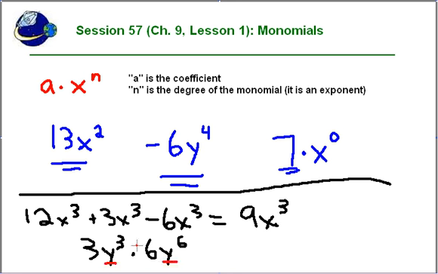What is y to the third times y to the sixth? Well, when you have the same base, when you multiply it by another term that has the same base, you just add the exponents together. Y to the third times y to the sixth is y to the ninth. Then we take our coefficients and multiply them together. 3 times 6 is 18. So 3y to the third times 6y to the sixth equals 18y to the ninth. Is our answer here, 18y to the ninth, a monomial? Yes. 18 is our coefficient, a, and 9 is our degree, our exponent n here.